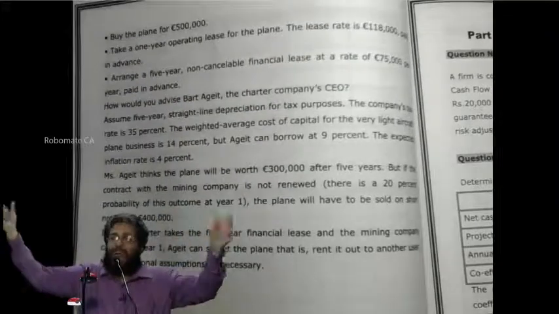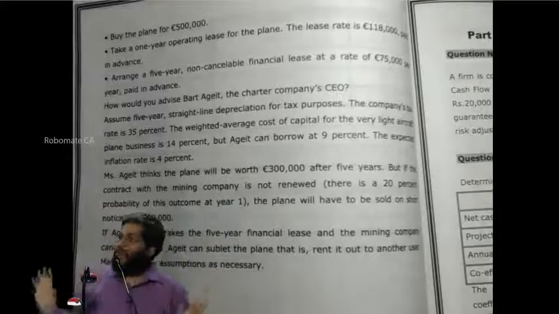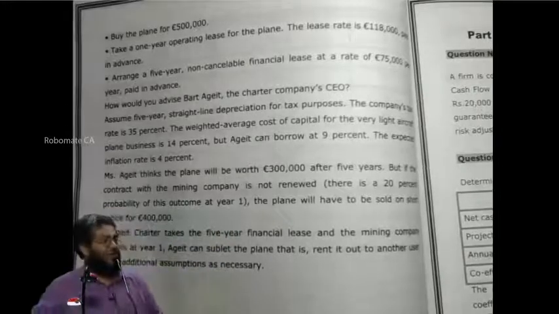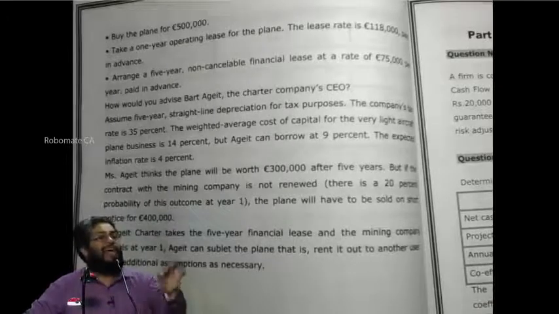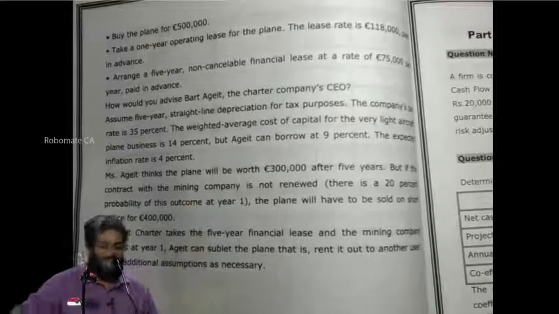9%. What is the after-tax borrowing cost? 5.85%. Point number one. Yes or no? And what is the other discount rate given? WACC. What is WACC here? 14%. It represents what? The aircraft business risk. Enough, right or not? Okay.